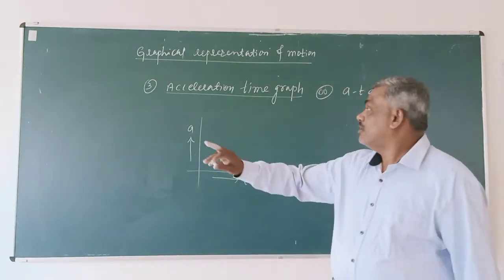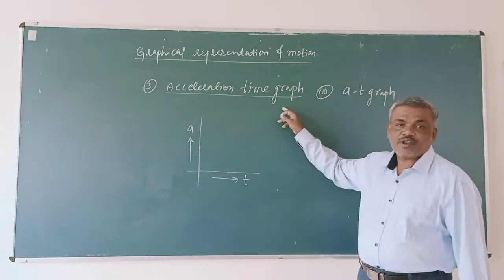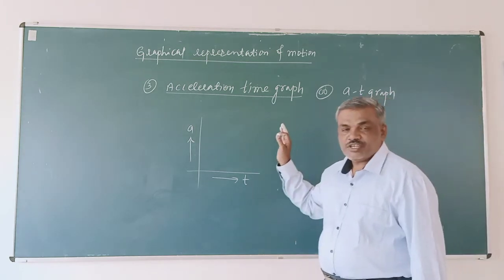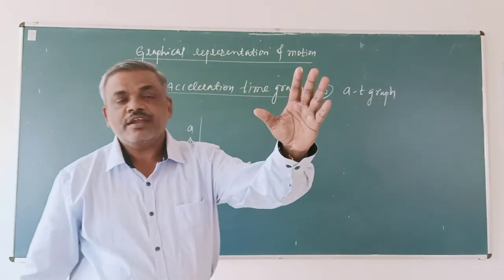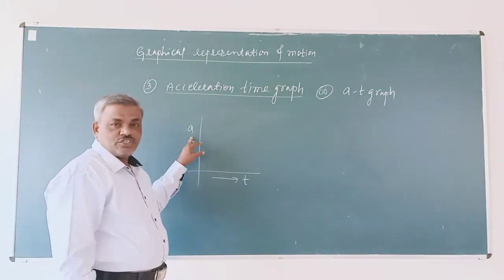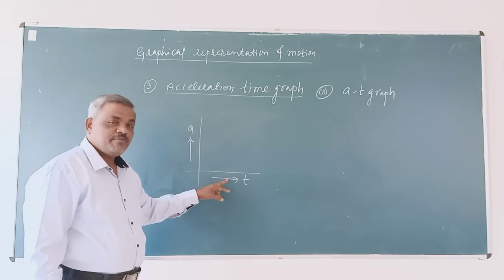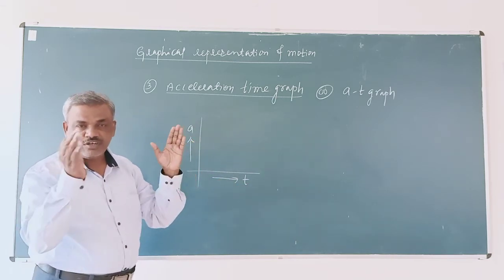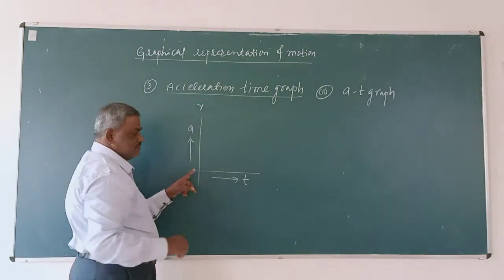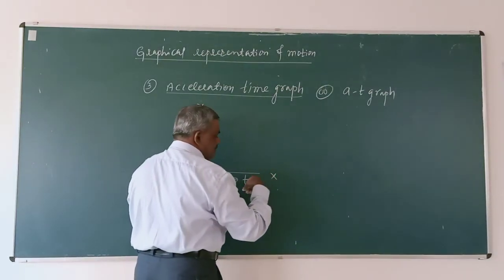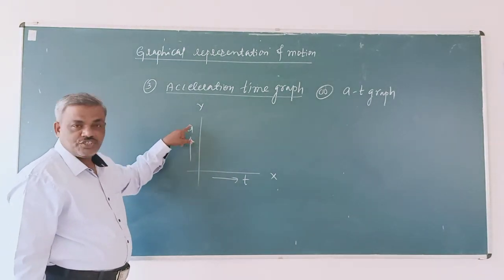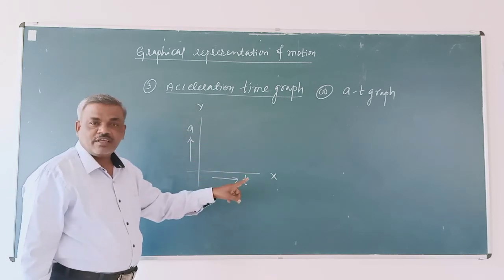Friends, the third graph: the acceleration time graph, or simply the AT graph. What is an AT graph? The graph obtained by plotting acceleration along the y-axis and time along the x-axis. So the acceleration value is taken along which axis? Y-axis. Time is always on the x-axis. The graph obtained by plotting acceleration along the y-axis, time along the x-axis.